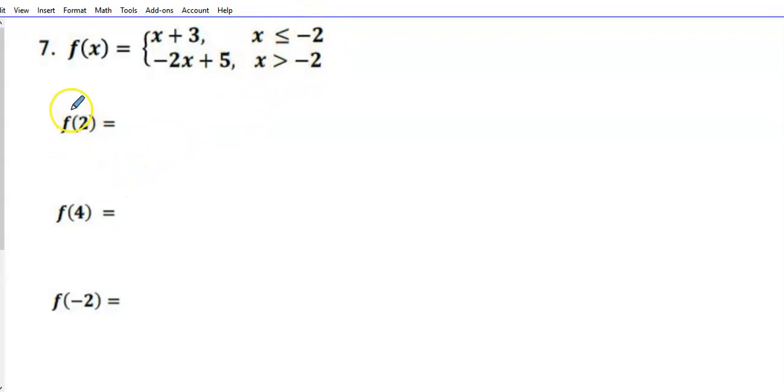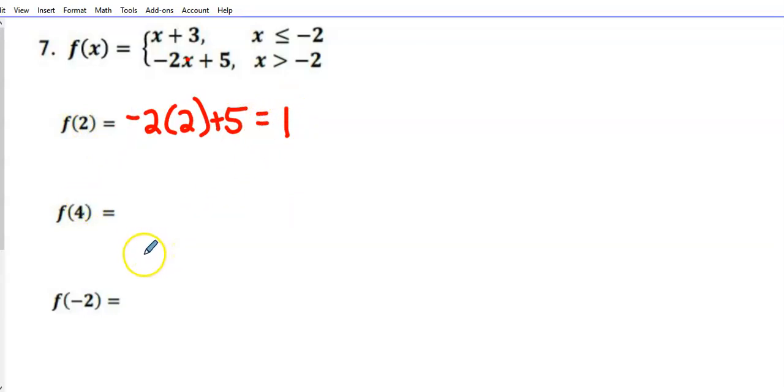And then I'm asked, what is f of 2? Well, I'm going to plug in a 2, but I have to figure out where to plug it in. I'm either going to plug it into this function or this function. So, does 2 belong in this domain restriction or this one? Well, is 2 less than negative 2? No. Is 2 greater than negative 2? Yes. So it belongs in this one. So I'm going to plug in my 2 right here. That would be negative 2 times 2 plus 5, and that equals 1. So f of 2 equals 1.